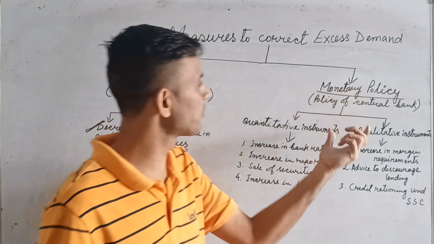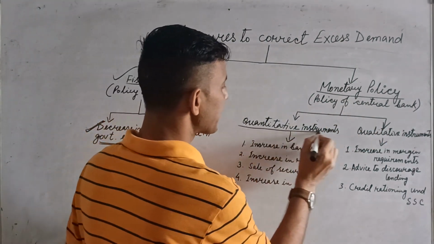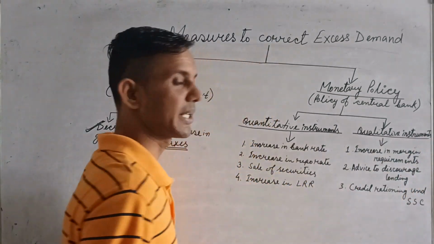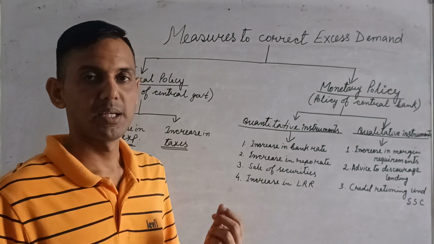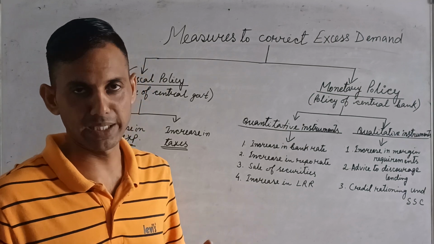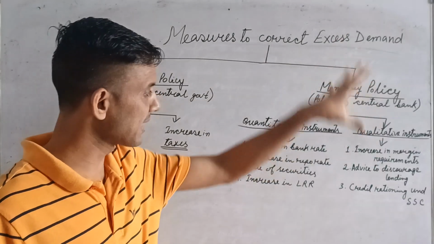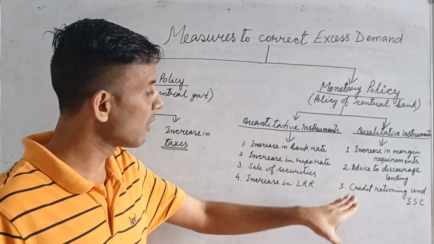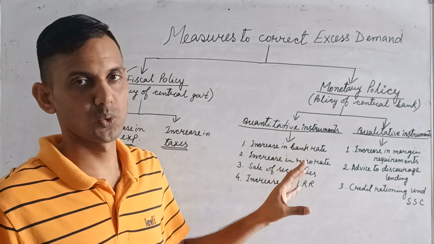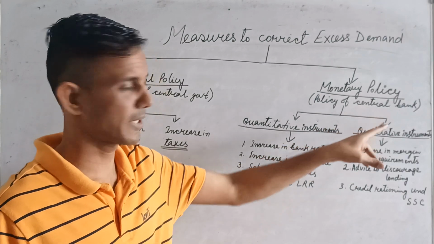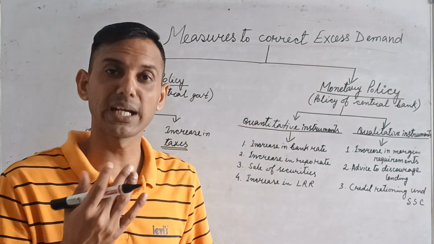Then you come to the monetary policy, policy of central bank. There are two parts. One is the quantitative and another one is the qualitative. In control of money supply by the Reserve Bank or the central bank, we already discussed the qualitative and quantitative. The same thing we are going to repeat here. But you have to remember, in case of excess demand, what bank is going to do? Not commercial bank, central bank. Now you see, excess demand means what? Aggregate demand is more than aggregate supply.